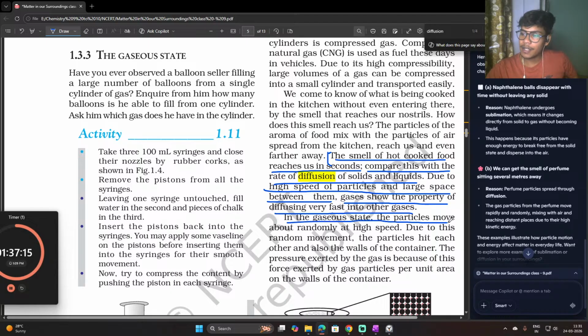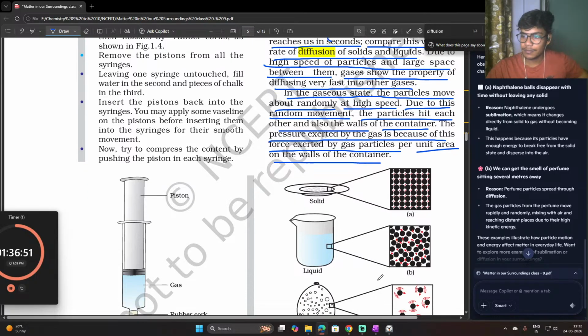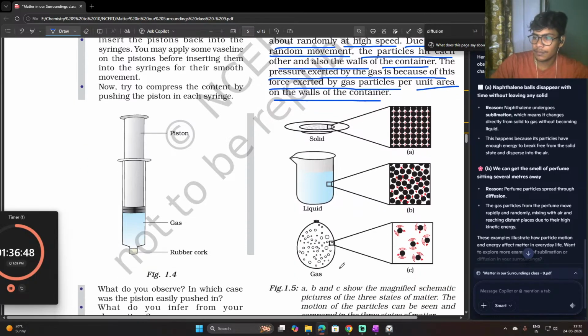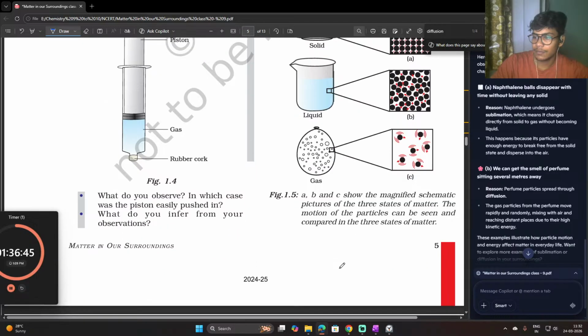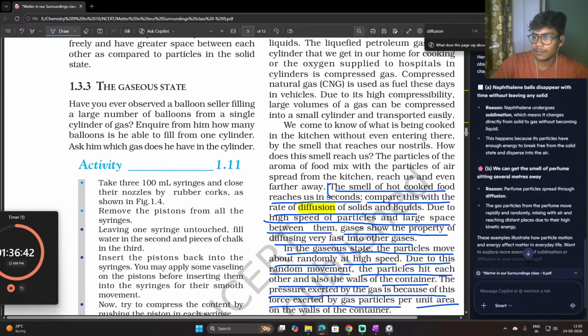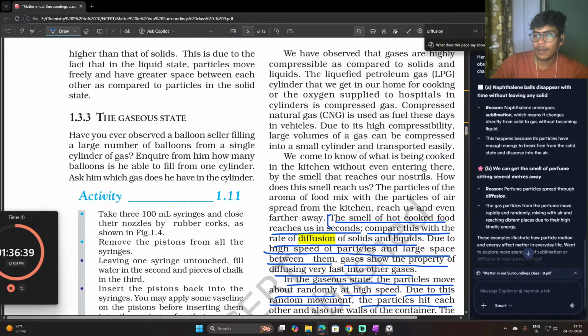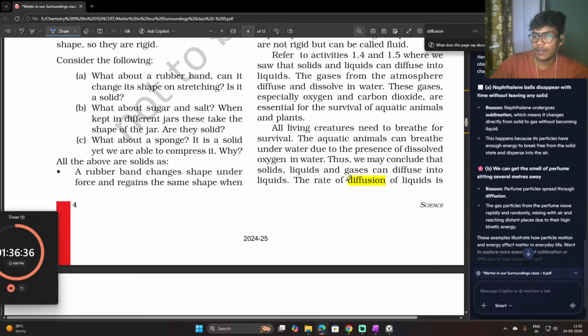In the gaseous state, particles move about randomly at high speed. Due to this random movement, the particles hit each other and also the walls of the container. The pressure exerted by the gas is because of the force exerted by gas particles per unit area on the walls of the container. So that's how it happens. It's saying diffusion here also. Thus we may conclude that solids, liquids and gases can diffuse into liquids.